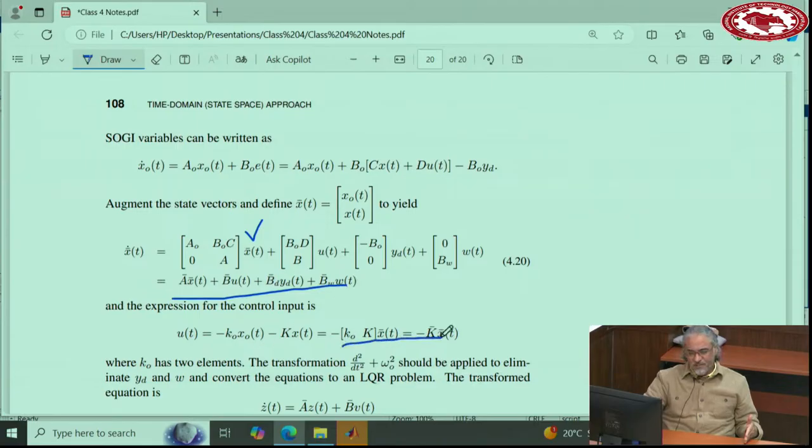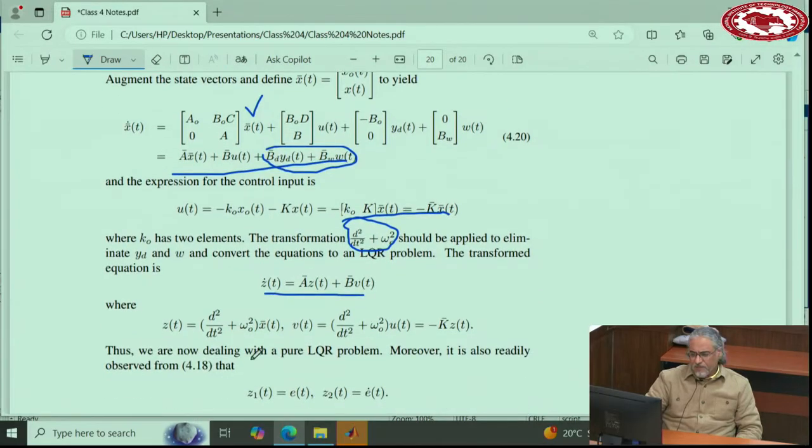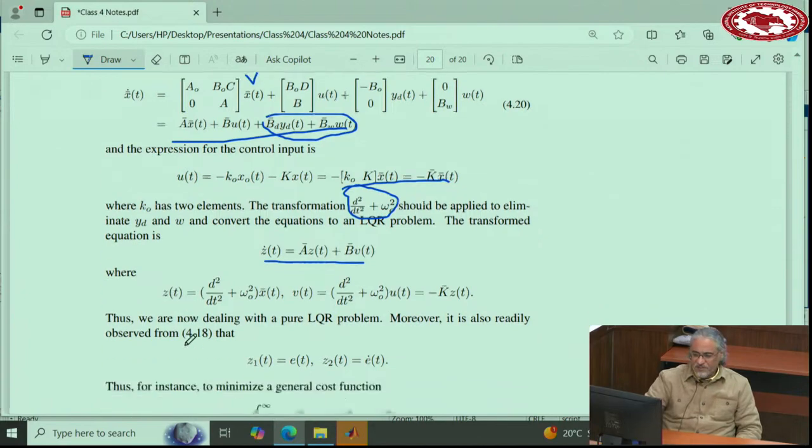And this is the state feedback. Now, can we apply LQR directly? No, because these terms are there. How can we get rid of these two terms? Not derivative, we apply this operator, because these are sinusoidal, but we know the sinusoidal frequency. So if you apply this operator, these terms will go away, and then you will get an LQR problem. And interestingly enough, again, if you look at z, the first two elements of z, one of them is the tracking error, the other one is the derivative of the tracking error.